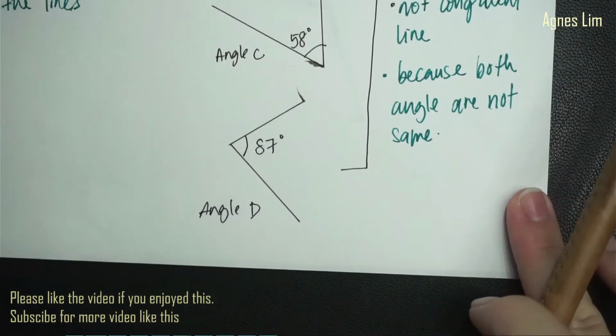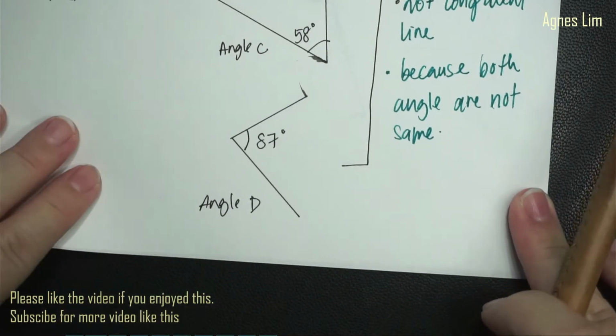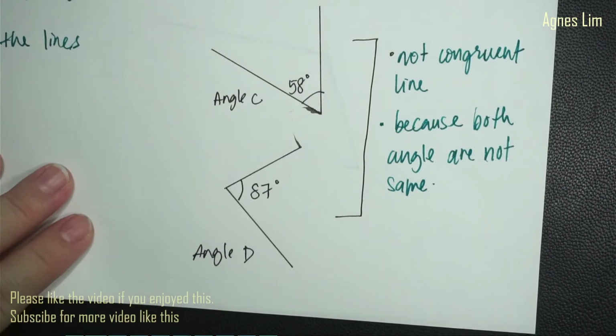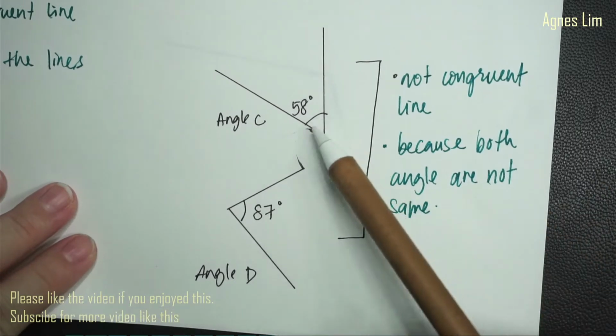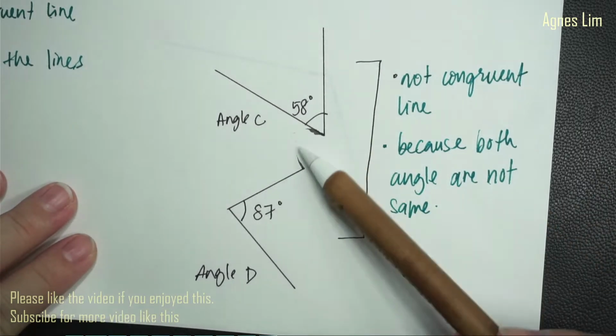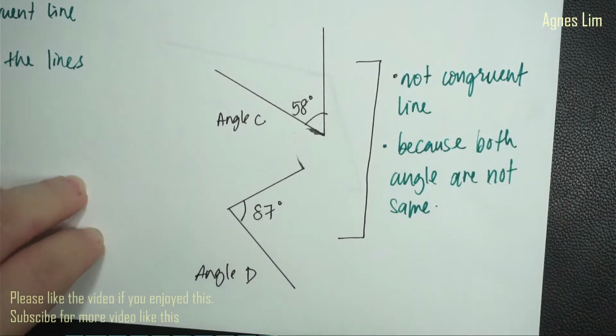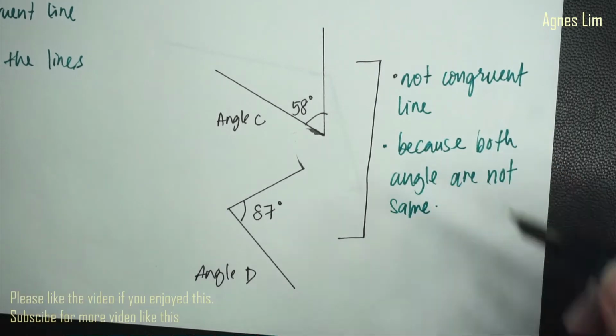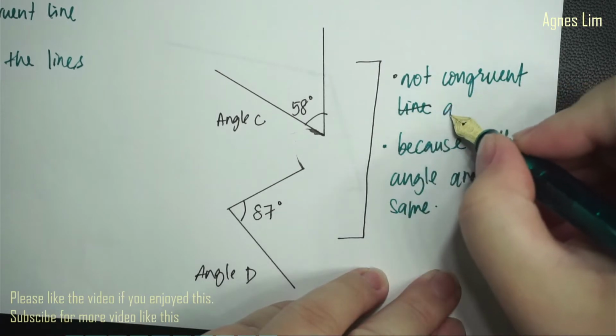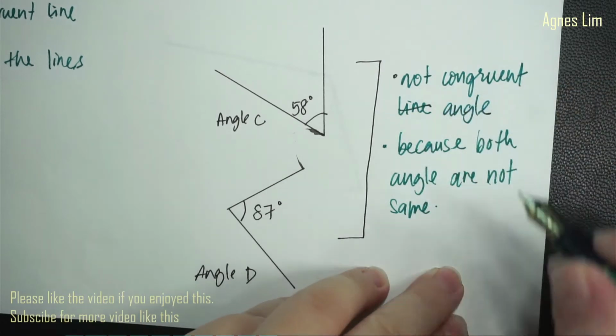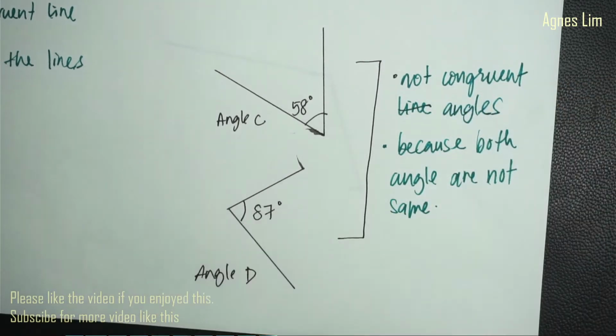Just like the same concept for lines, when the two angles are not the same, it is not a congruent angle. Sorry, there's a mistake here. Not a congruent angle because both of the angles are not the same. So it is very easy.